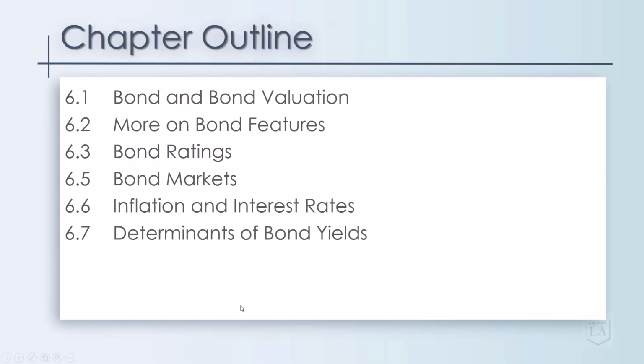So these are the sub-chapters of Chapter 6, and this video lecture will deal with 6.1 bond and bond valuation, 6.6 inflation and interest rates, and also 6.7, which is determinants of bond yield. But also 6.2, 6.3, and 6.5, these subchapters are very important as well, so you might as well just catch up with these materials in the textbook.